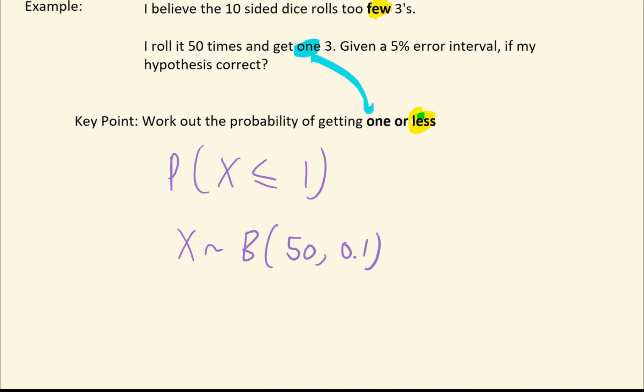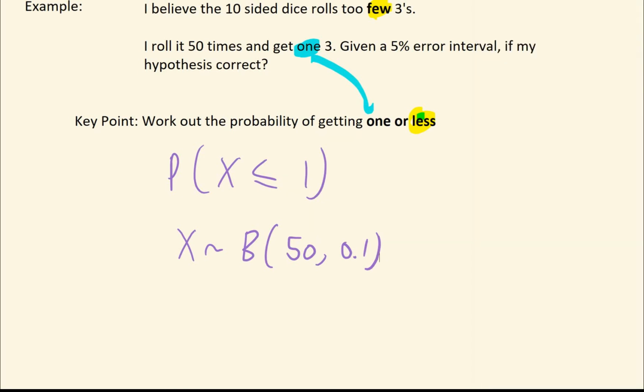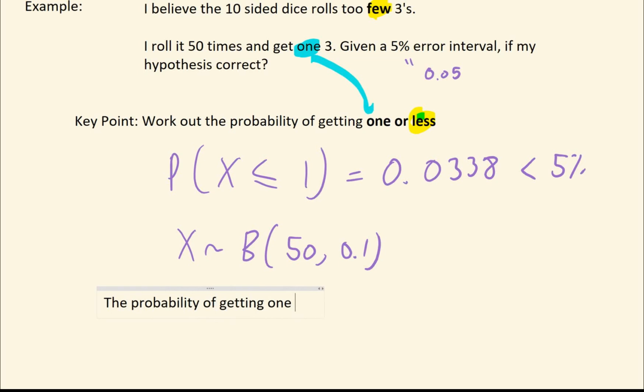And again, let's go to our calculator. So the lowest I could have is 0, the most I can have is 1, 50 trials, the rest hasn't changed. The odds of this is 0.0337, 3p8. So that equals 0.0338 when we round. And this is actually less than 5%, because 5% is 0.05. So here we are within the error interval. So now we would say the probability of getting 1 or less threes is 3.38%, which is within our error interval.